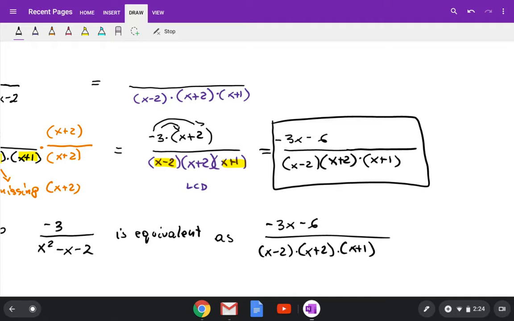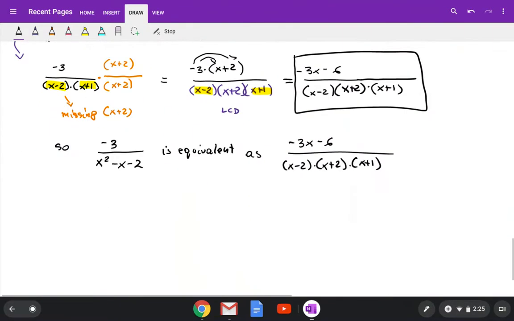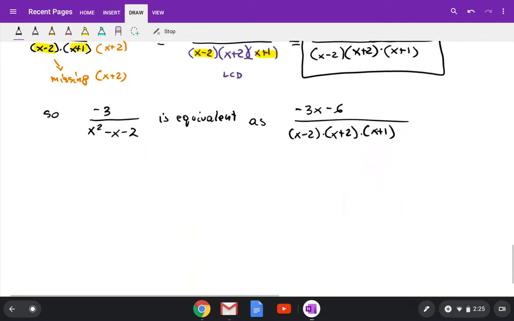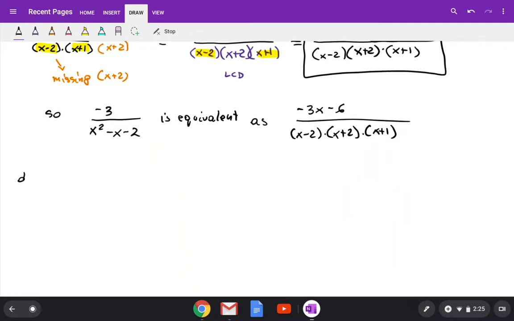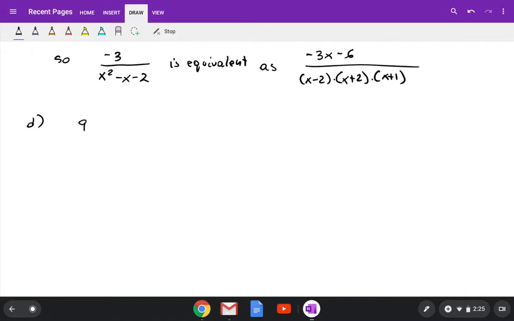I have one last example. Okay, one more. So that was C, D. We're still working on the same thing. We're finding the LCD and we're building equivalent fractions where the denominator has to be the LCD. So you have two rational expressions, 9 over w minus 2, and the second rational expression is 11 over 2 minus w.